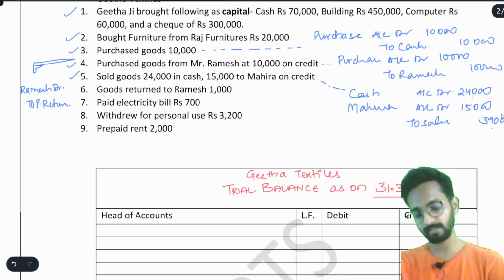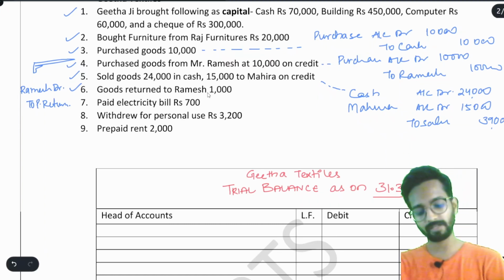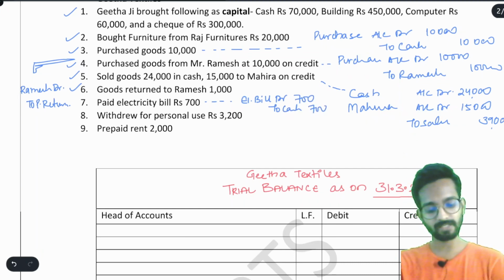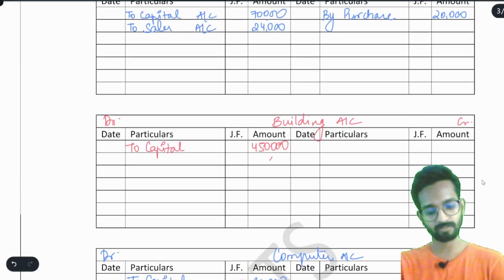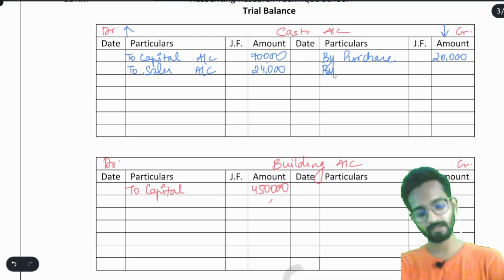Now see after that. Goods returned are done. Now paid electricity bill 700. If electricity bill is paid, what will be the journal entry? See, electricity bill debit to cash. How much, sir? 700. So electricity bill is debit 700, cash is credit 700. So I will go in cash account. Right there, my cash is decreasing by electricity bill 700 rupees.